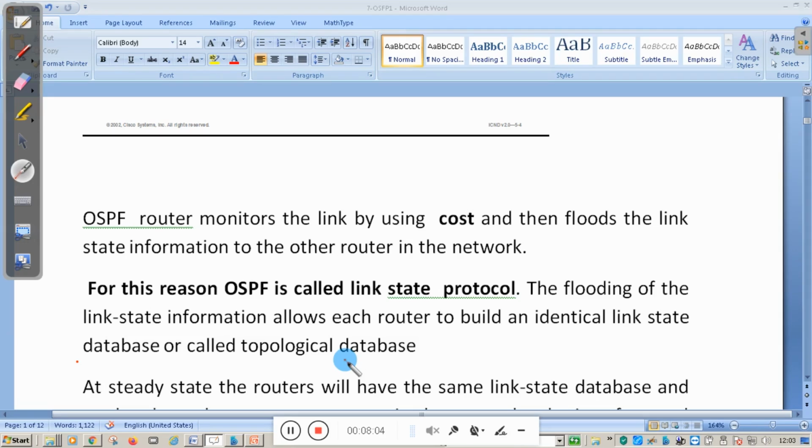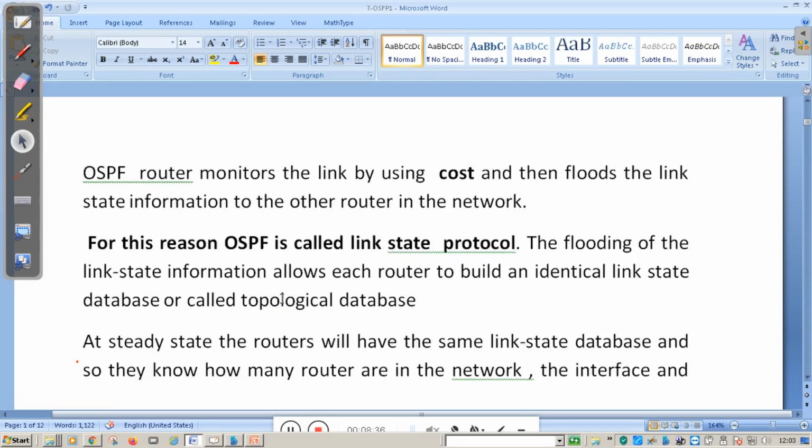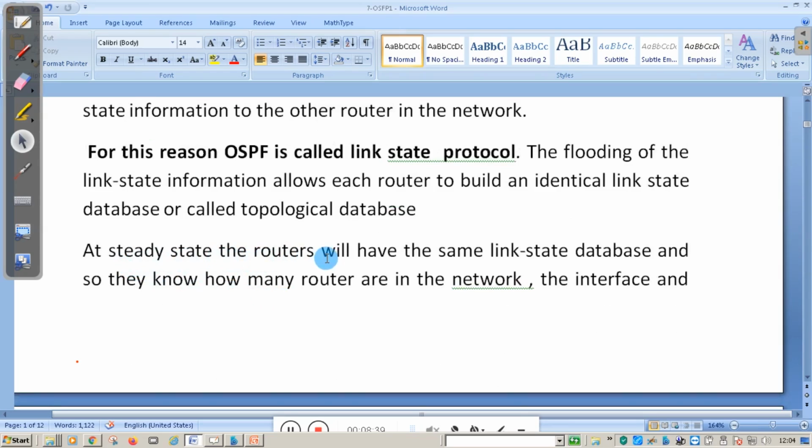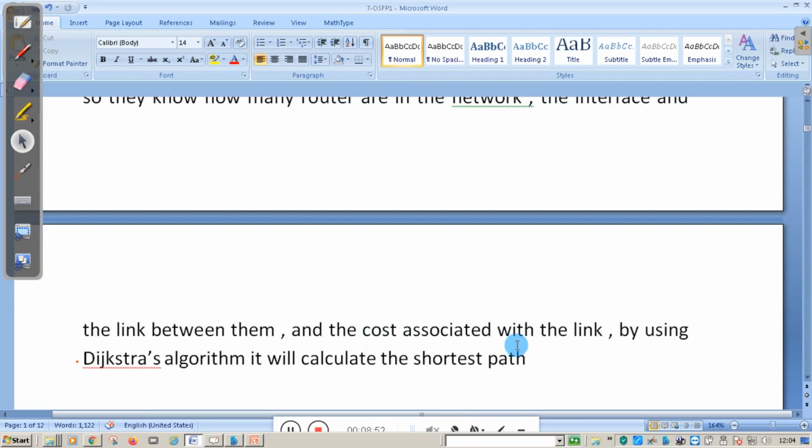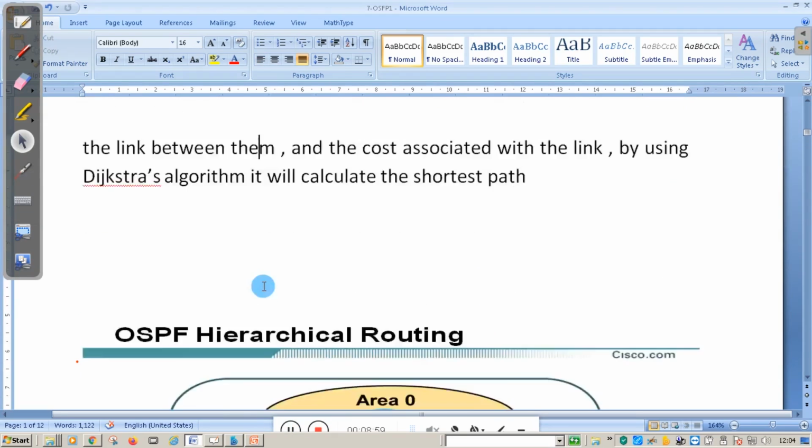Students, please note, compared to distance vector, here each router will have a topological database because it will get the information about the links from the other routers in the particular area of the network. It will get the link state information, the cost of the link. By using that information, it will construct the topological database, and by applying the shortest path first algorithm, it will compute the routing table. So at steady state, all the routers will have the same link state database, and they know how many routers are in the network, what the interfaces are, and the cost associated with each link. It will use the shortest path algorithm, that is the Dijkstra algorithm, and it will calculate the forwarding table or routing table.